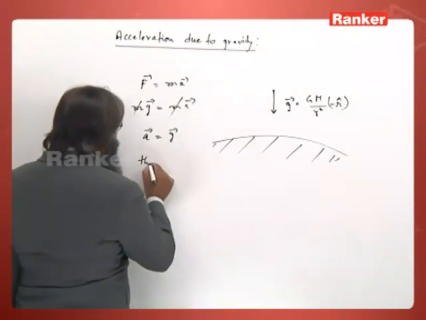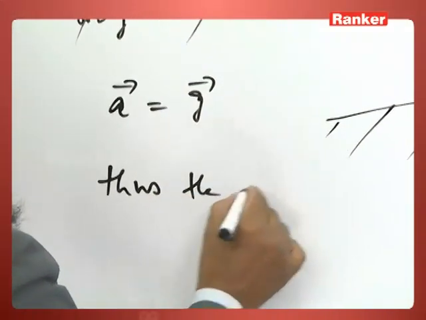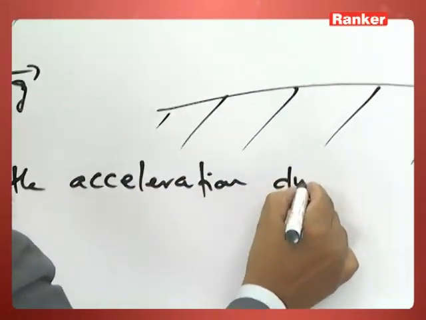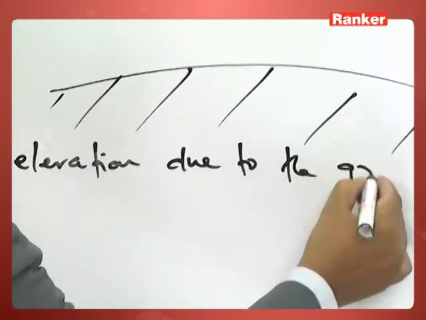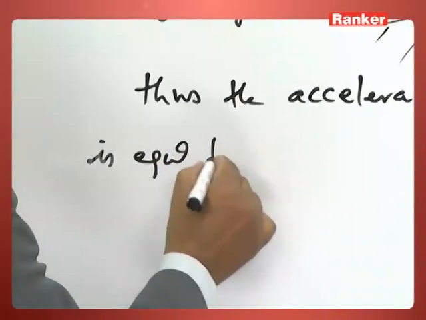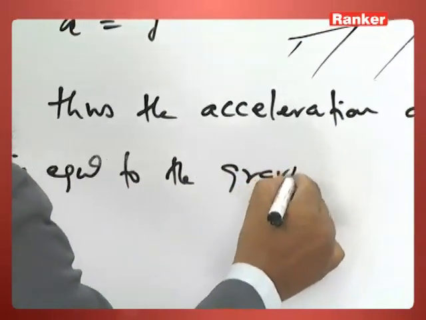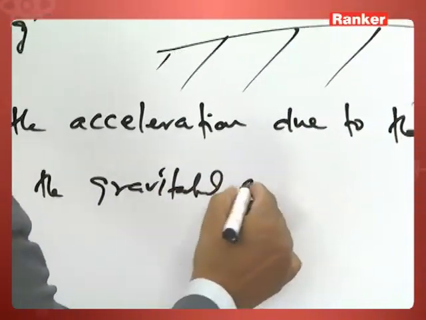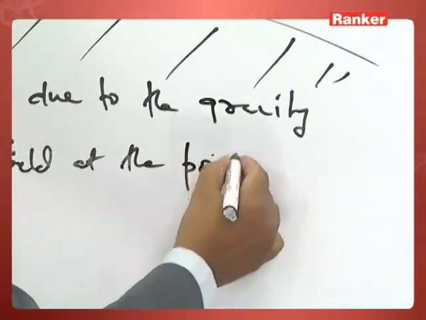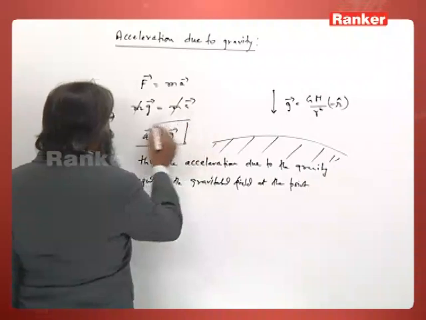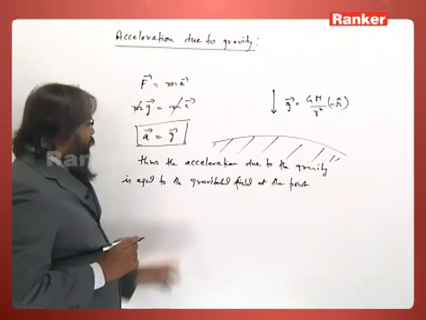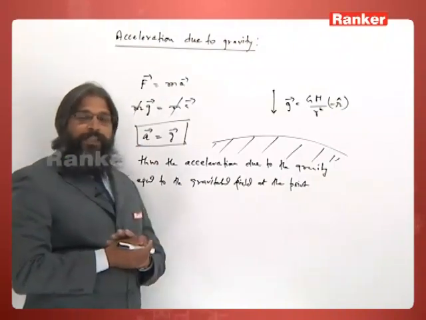So we say that the acceleration due to gravity is equal to the gravitational field at the point. Actually both are the same. So acceleration due to gravity will be denoted by g.